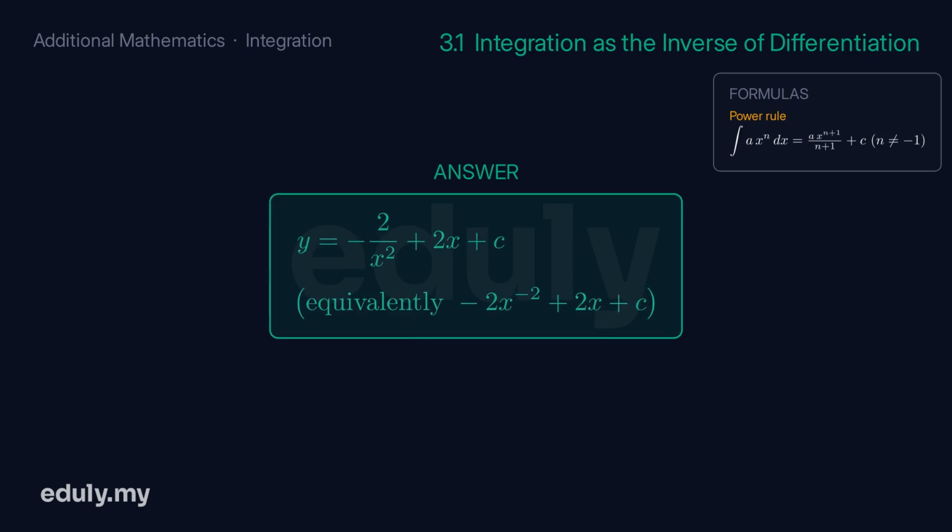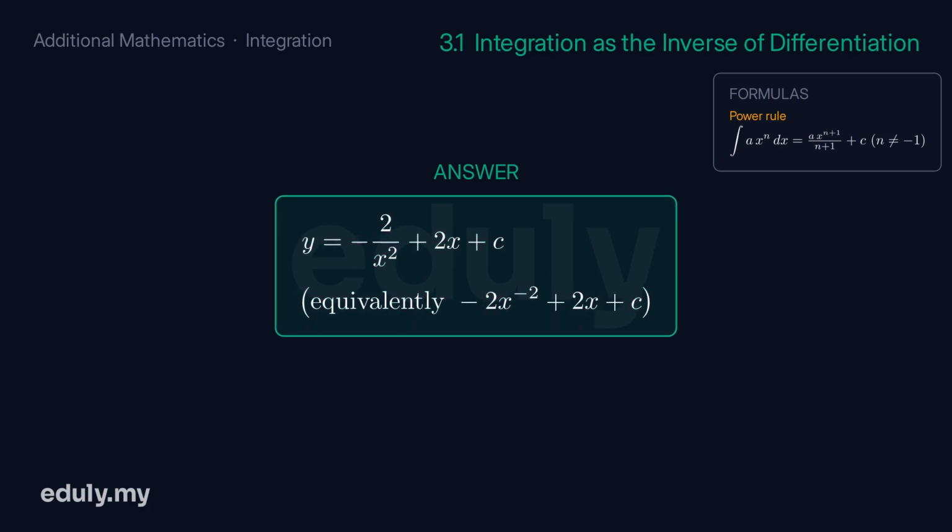y equals minus 2 over x squared plus 2x plus c, where c is arbitrary, equivalently written as minus 2x to the power negative 2 plus 2x plus c. Verified because differentiating this back gives 4x to the power negative 3 plus 2, matching the original gradient function exactly.